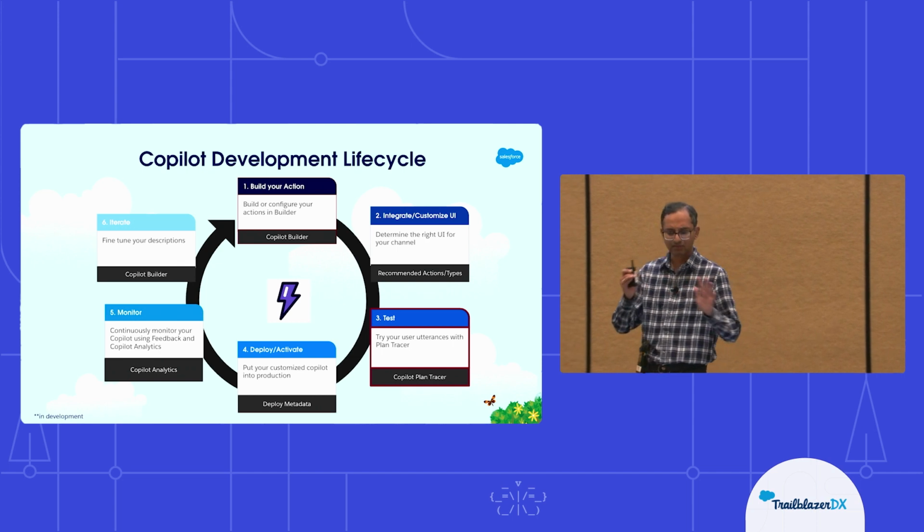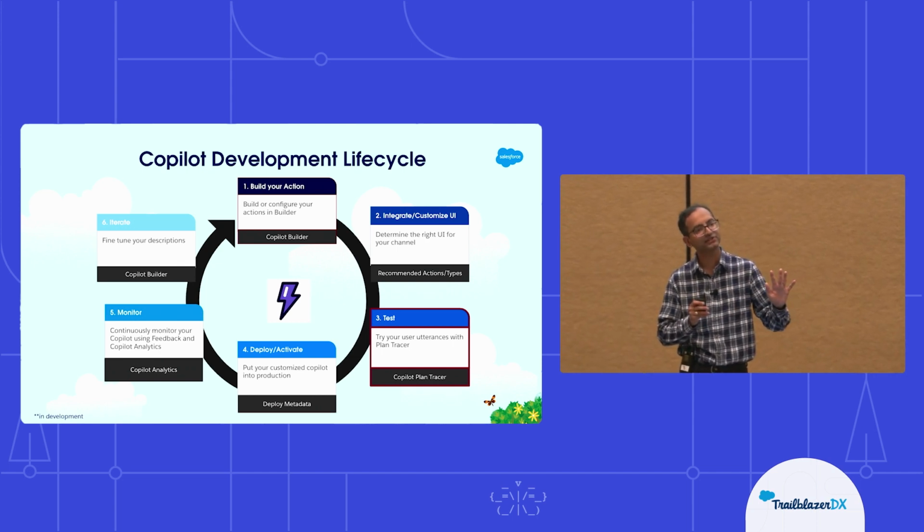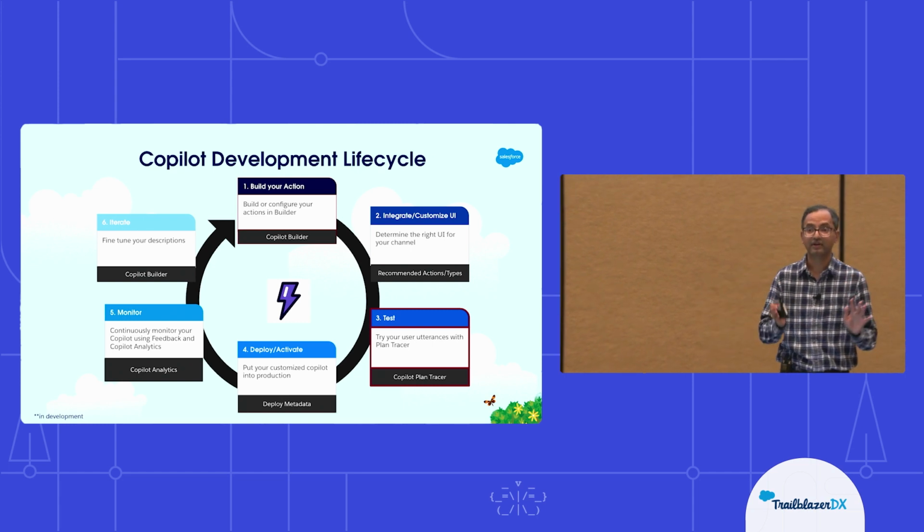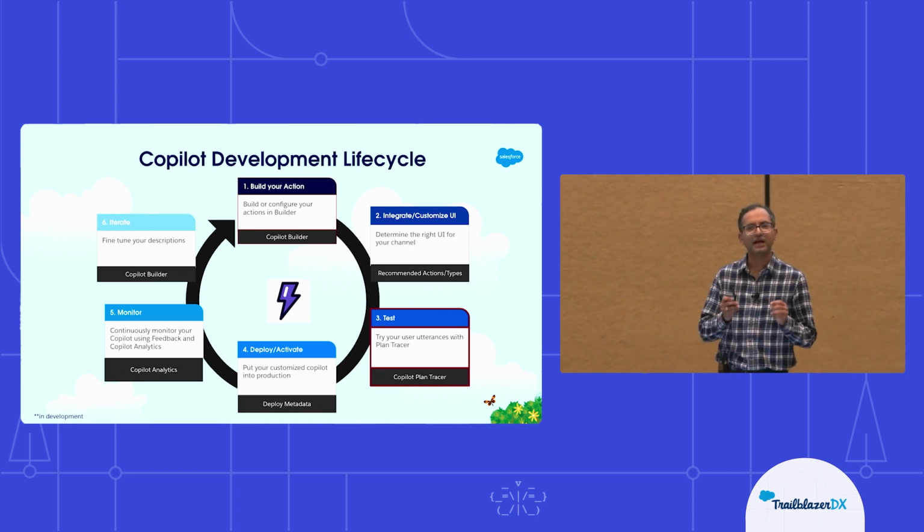Now we have actually completed a lot of things. We have customized the UI, right? We have built our action. We have customized the UI. Now we are ready to go. But before actually deploying into production, one thing you have to do is testing your Copilot.